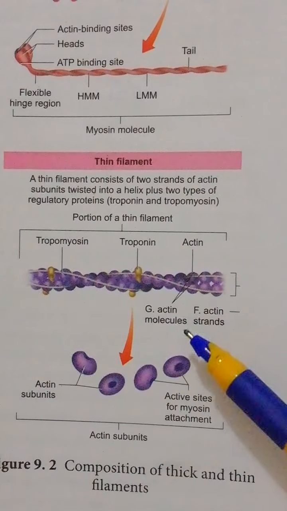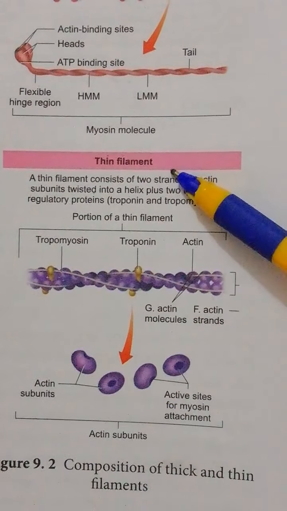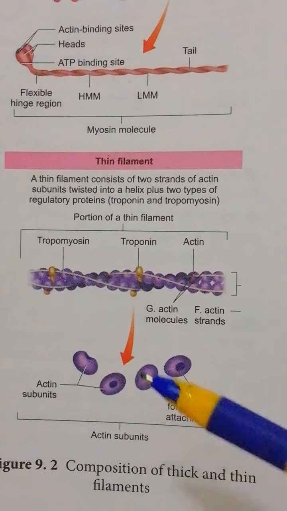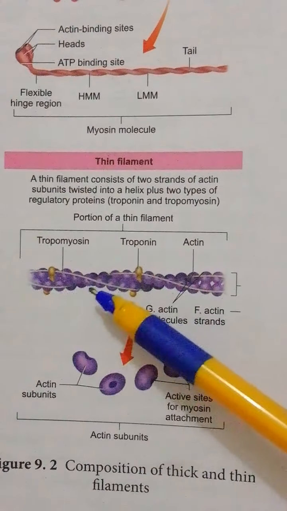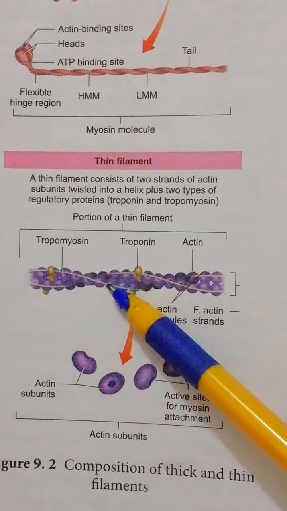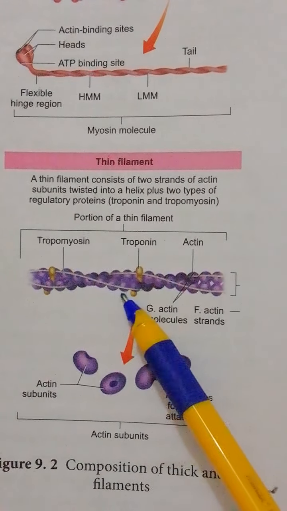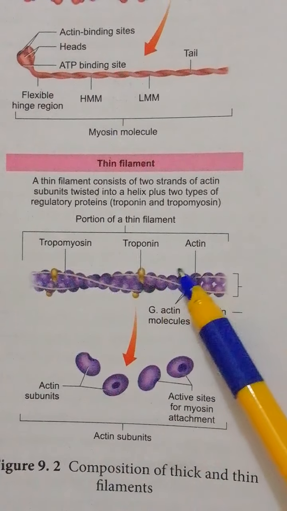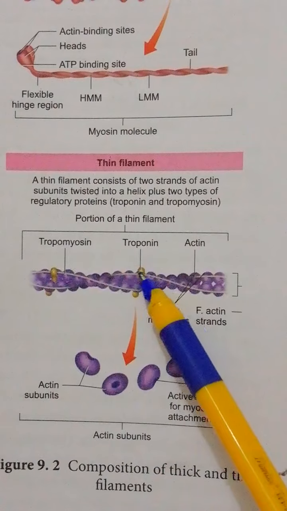So look at the figure. Now this is the structure of the thin filament, right? The thin filament consists of two filamentous actins. Can you watch these two? This is one filament, the purple color, and the second one is another filament.